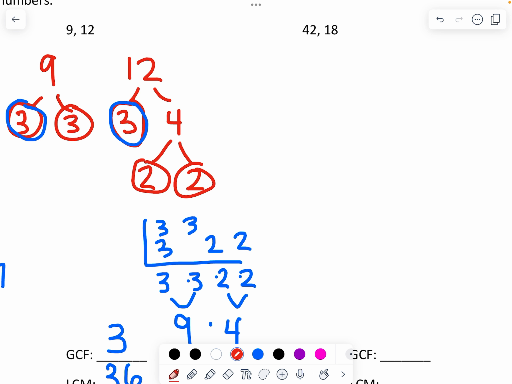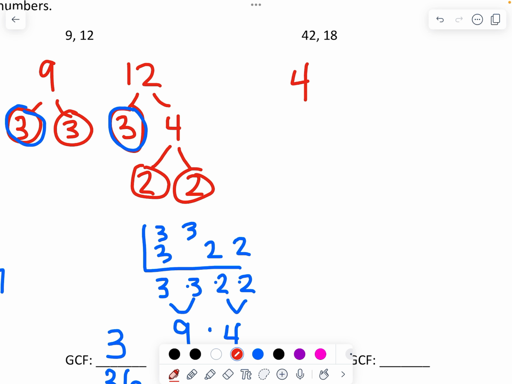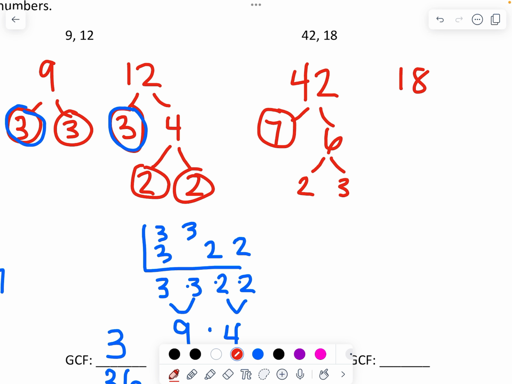All right, so we have 42 and 18. 42 can be divided by 7 and 6. I'm going to circle the 7 because that's a prime number. And then 6 can be divided by 2 and 3. So we'd have 7, 2, and 3 are the prime numbers.